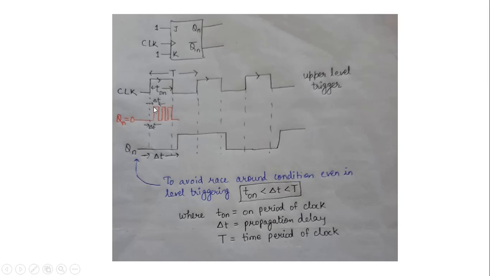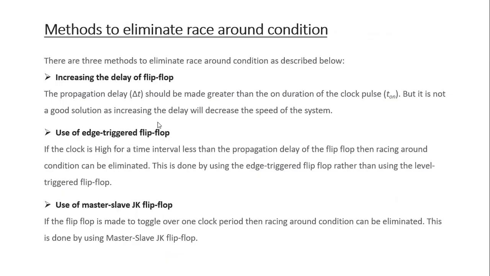Now as it has toggled at this point, it again sees an enabled high level of the clock, so again it will toggle after a delay. So it will keep on toggling during this finite on duration of the clock. In this situation we cannot be sure of the output; this is the race around condition, going 0, 1, 0, 1, 0, 1. We can resolve this race around condition through three methods.